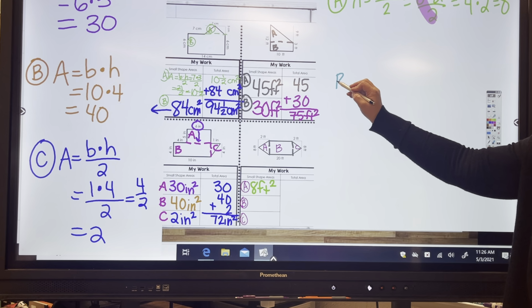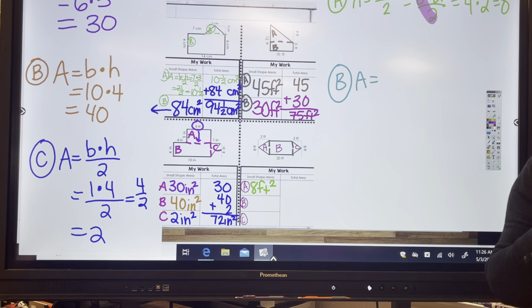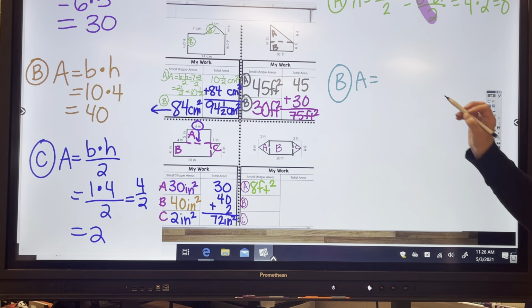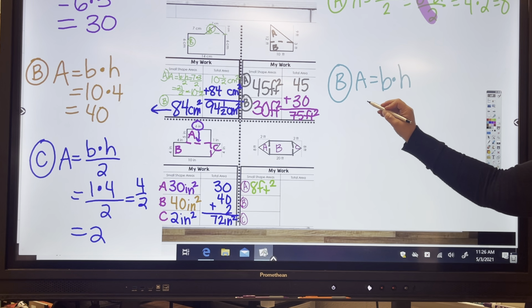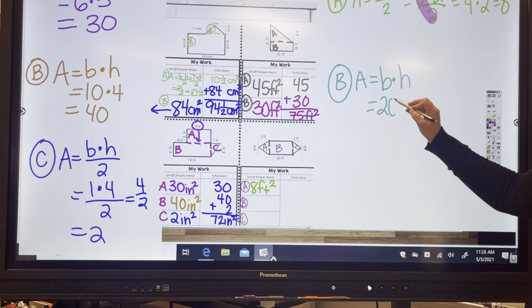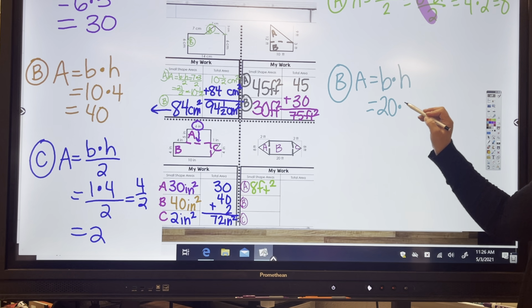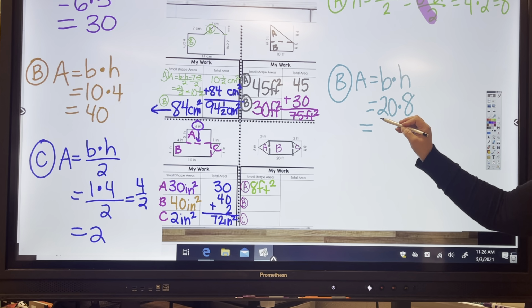What shape is B? B is a rectangle. So what's my formula? What's the base? 20. What's the height? 8. What's 20 times 8? 160.